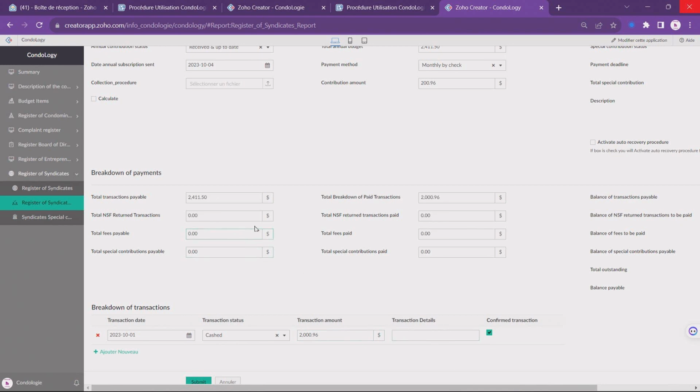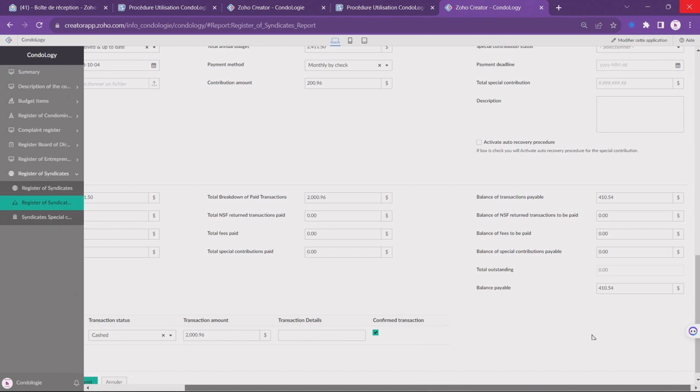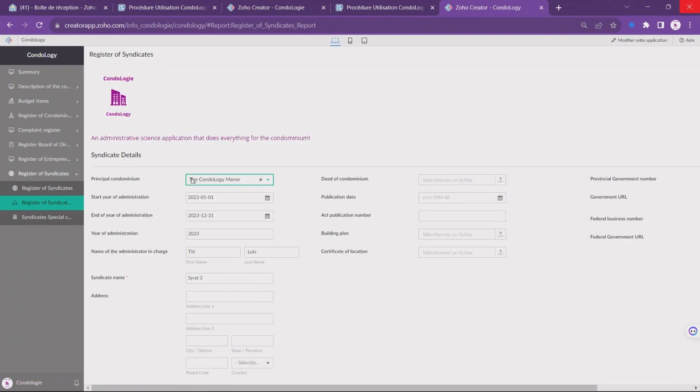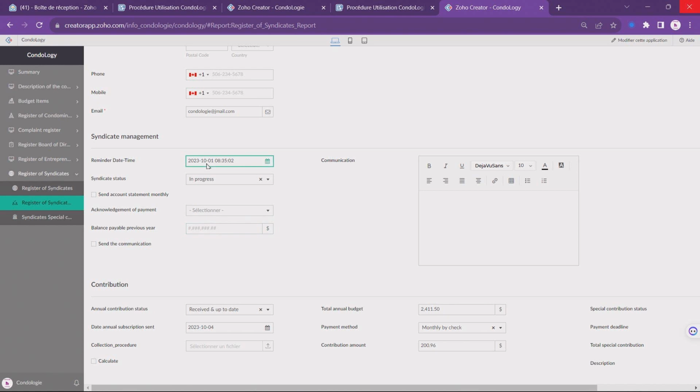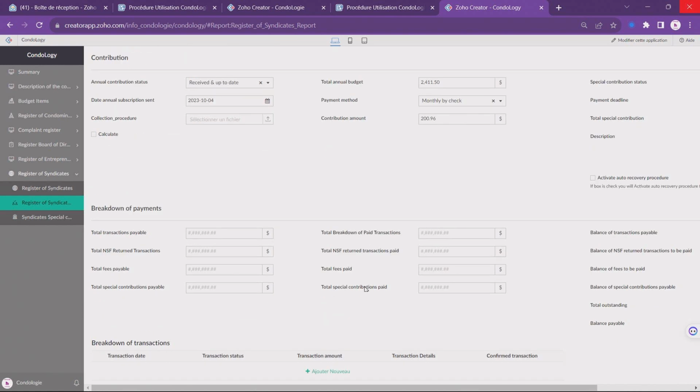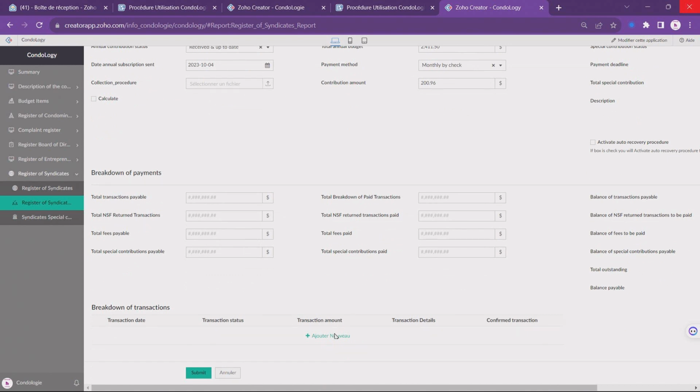So once again, if we go to the right, we could have the balance of our transaction. Once done, we save our file. So we will see here in the report that the balance of transactions is displayed. It's the same thing if we go to a syndicate, which is quite rare because it's syndicates that are affiliated, but we could very well do it at the level of the breakdown of the transactions. We can see that it is to be cashed.